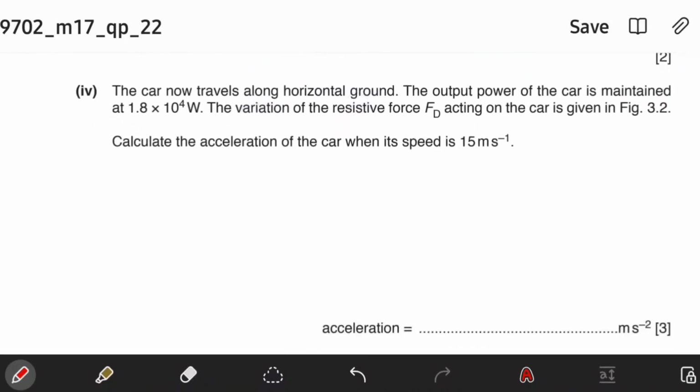The car now travels along horizontal ground. The output power of car is maintained at this. The variation of resistive force acting on car is given in figure 3.2. Calculate the acceleration of car when its speed is 15 meters per second. So let's go back to the graph.